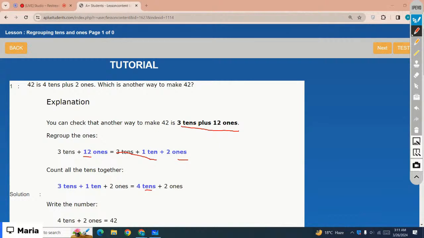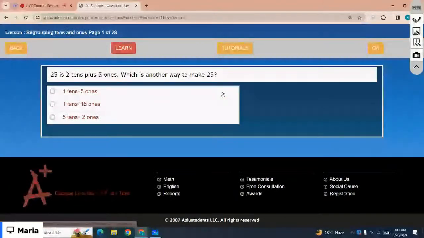It's okay if you have already done this one. Let's just start with the test questions because all of you have to do the same. You can just write down the answers. Okay, 25 is 2 tens plus 5 ones. So which is another way to make 25? Which is the correct option?